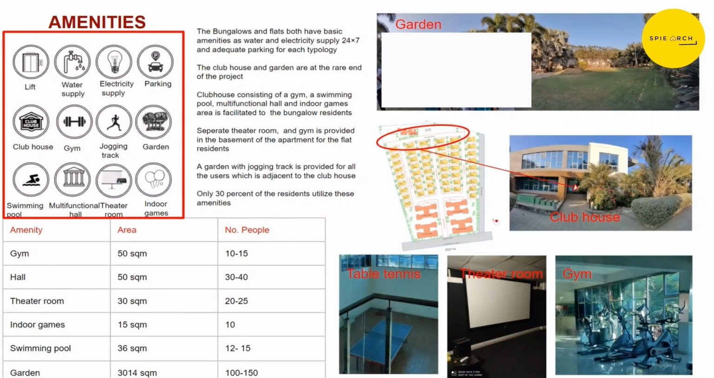There are 2 typologies. One is apartment and the other is row house. Both have their separate amenities. Flat residents can access the theater room and gym in the basement of the apartment, whereas row house residents have a separate gym and indoor games area in the clubhouse.